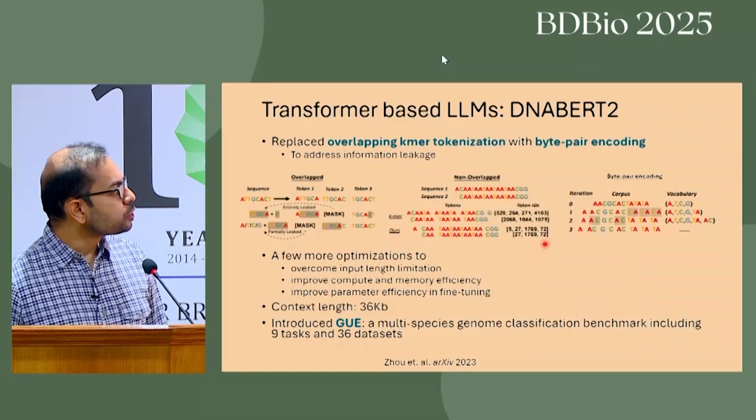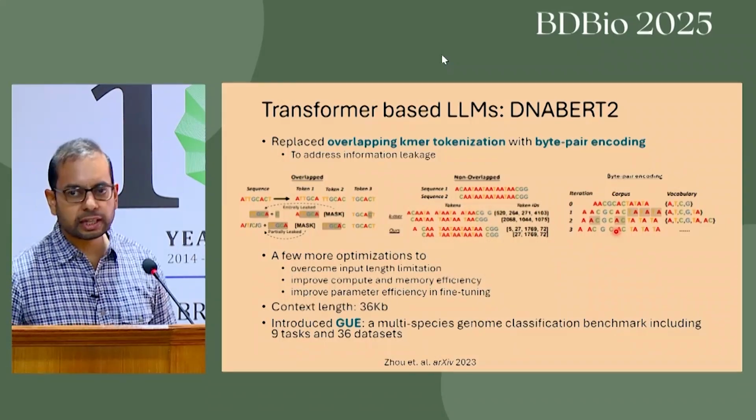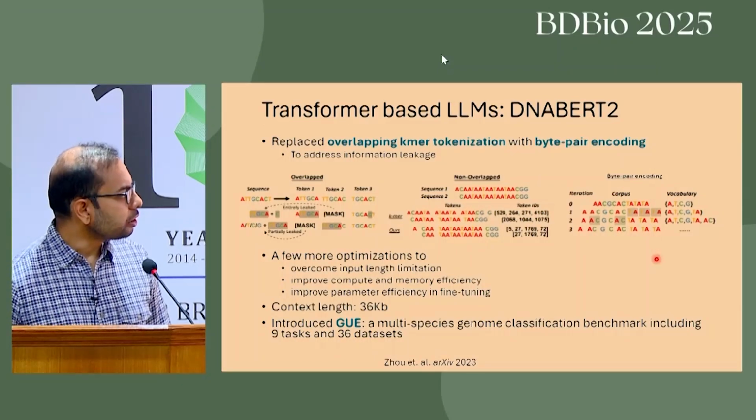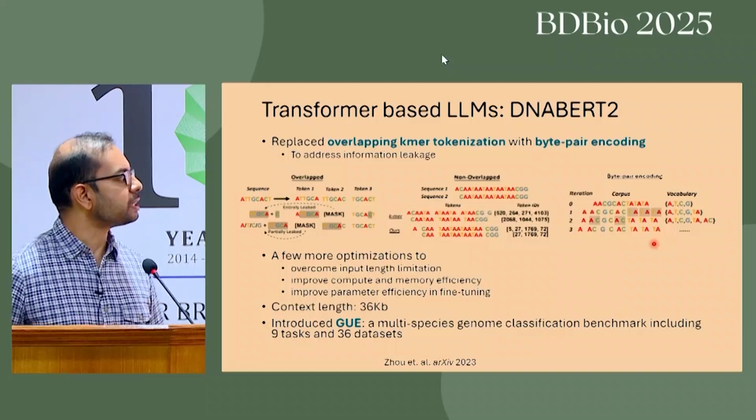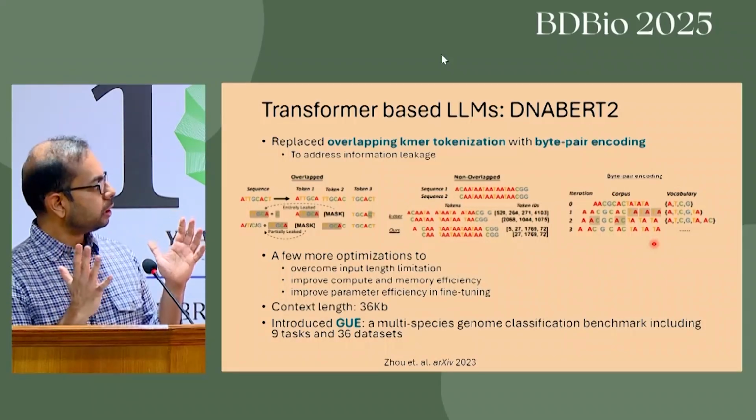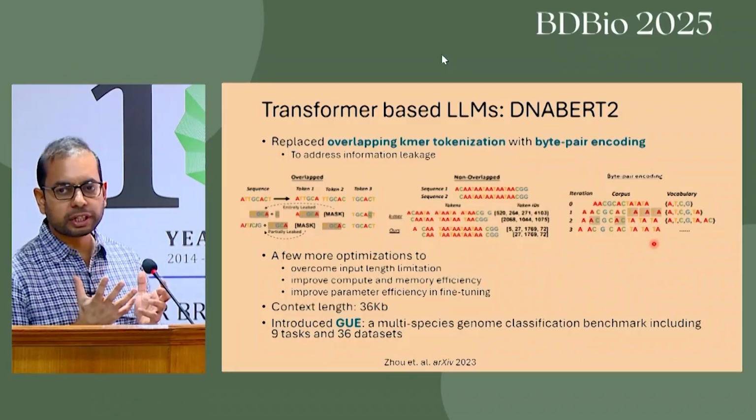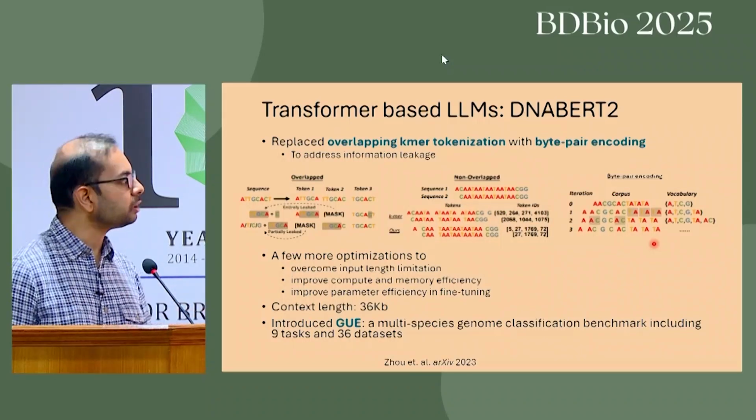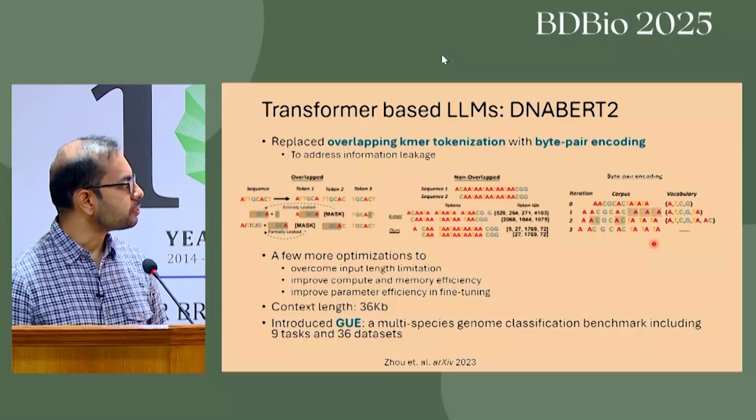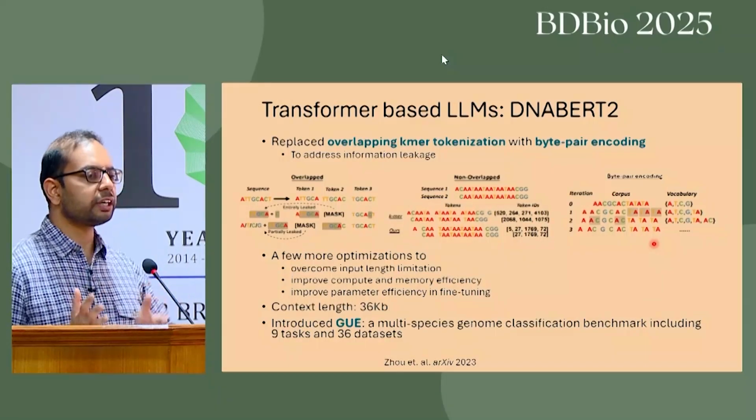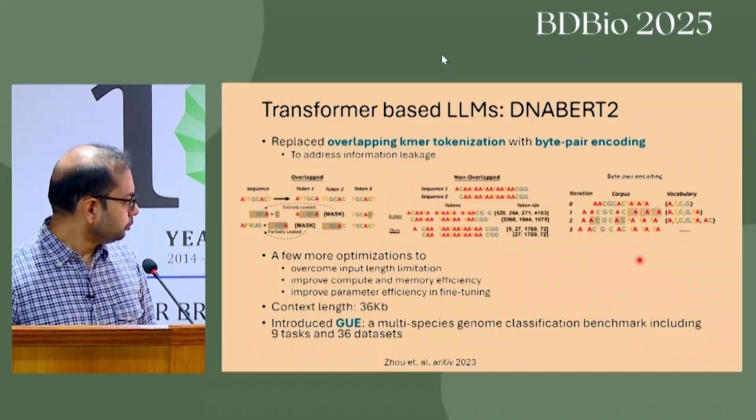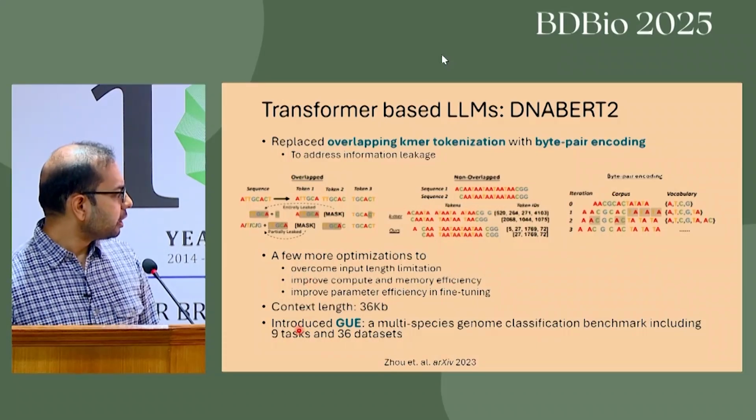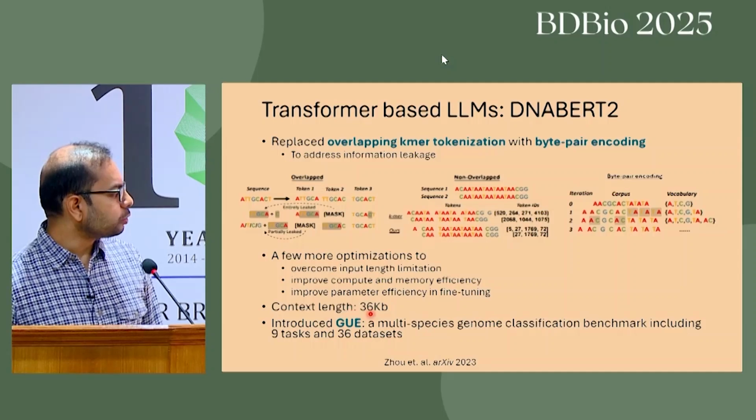So instead of these 2, they use what is typically used in LLMs, which is byte pair encoding. I won't go into the details of this, but basically it identifies patterns which appear more frequently. Like in the previous lecture, we were talking about "the" as an example, or "many articles" as examples which would appear more frequently, and it would create those as tokens. They did a few more optimizations to improve the performance, and they were able to raise the context length to 36 kilobases.